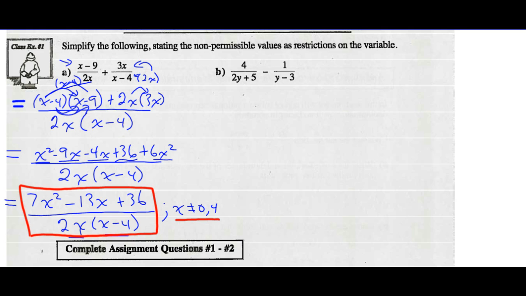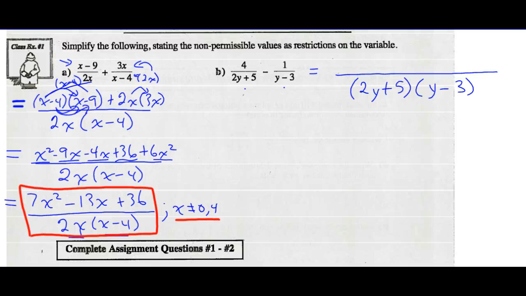Let's look at part B. We need the common denominator of 2y plus 5 and y minus 3. The way we're going to get that is simply by writing it as a product of two binomials, 2y plus 5 times y minus 3. That's my common denominator. Multiply my two denominators together, I get a common denominator.